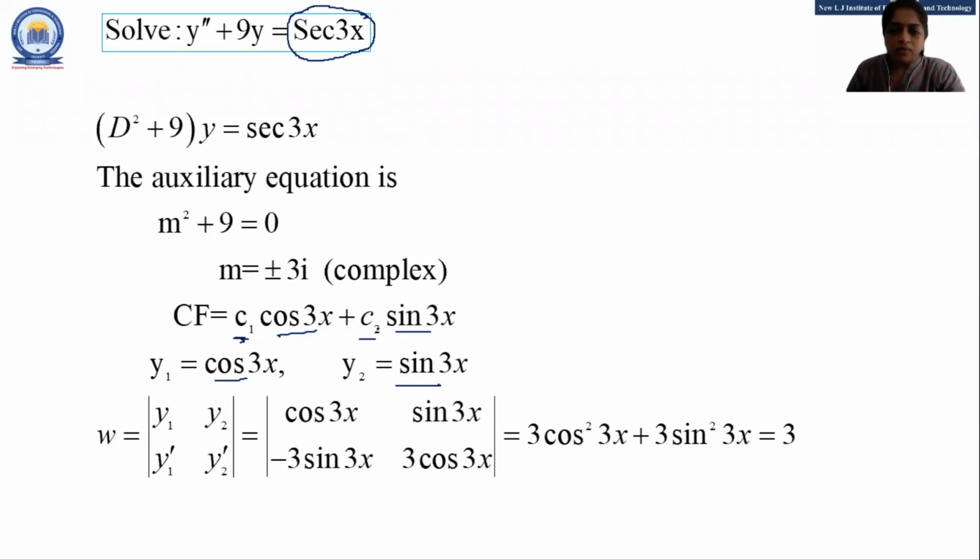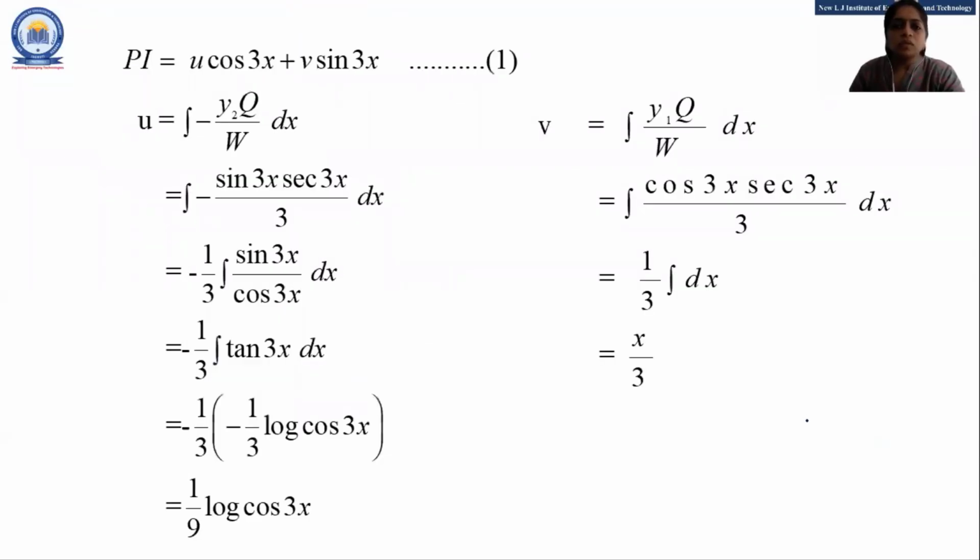I found the CF. Now for the second step, the Wronskian, the determinant of y1, y2, and this row is y1 dash, y2 dash. So y1 is cos 3x, the derivative of y1 is minus 3 sin 3x, y2 is sin 3x, the derivative of y2 is 3 cos 3x. After simplification of this determinant, my answer is 3, which is not equal to 0. So the second step is also complete. Here I have found my Wronskian.